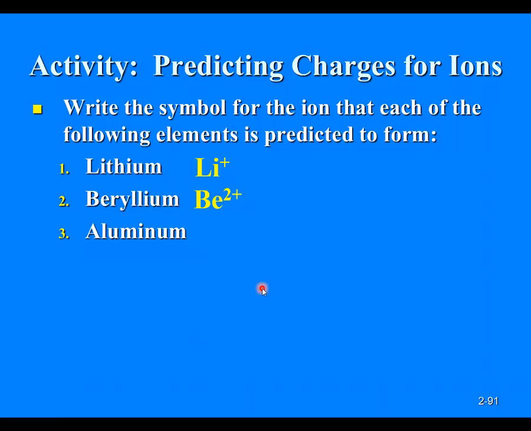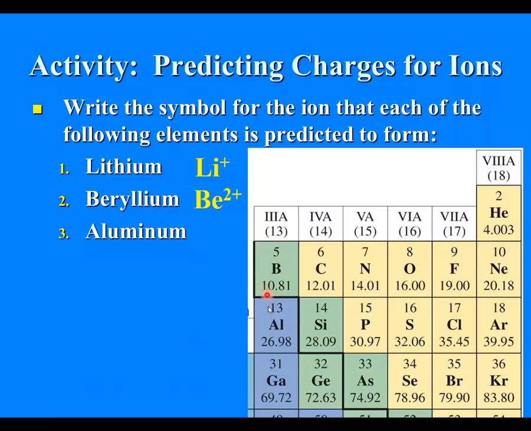Now if we look at aluminum, so I'm going to show you a portion of the periodic table over on the other side. If we look at aluminum here, well, remember aluminum's in group 13 or 3A. If you have a periodic table that has these Roman numerals like 3A, that often reminds you what charge aluminum will form.